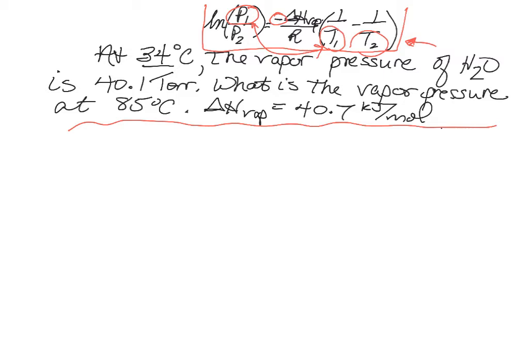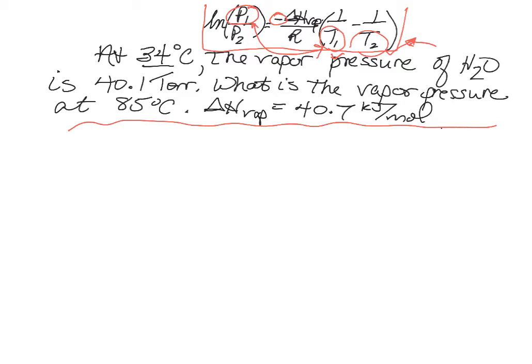So whatever you assign to P1, and it doesn't matter, you could call either of the two pressures given P1 or P2, as long as you then keep the pairs together. In other words, the temperature that goes with P1 should be called T1, okay? And that's the most common error.